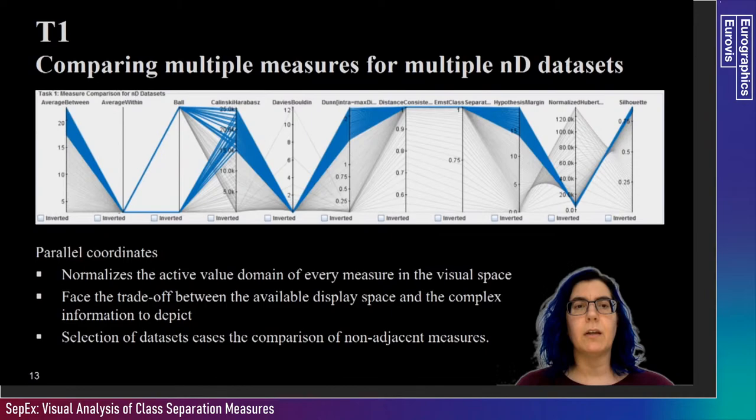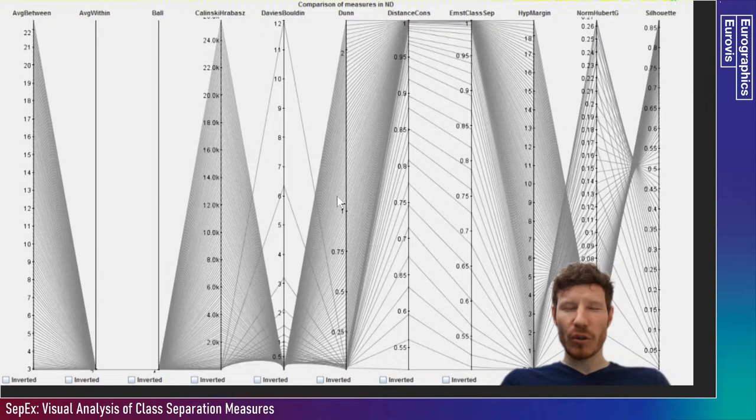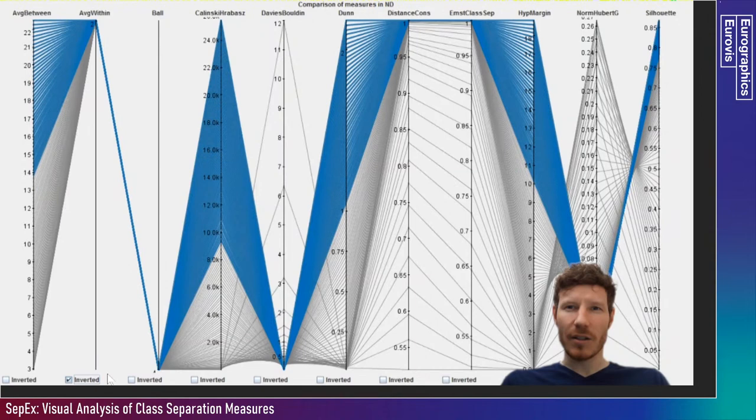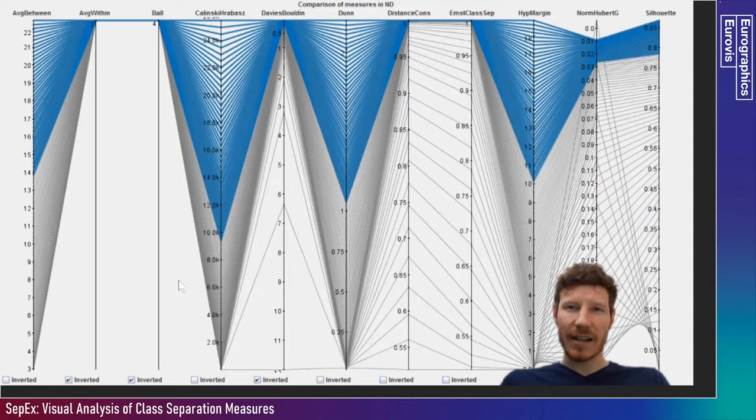The 100 datasets used in the usage scenario differ in a linear increase of class separation, as was earlier shown in the dataset animation. We analyze the 11 measures along the axis of the parallel coordinates and identify interesting behaviors. 7 measures assess high separability with high values, like the silhouette measure, hypothesis margin, and Dunn. To ease comparison, we flip the axis of the other measures.